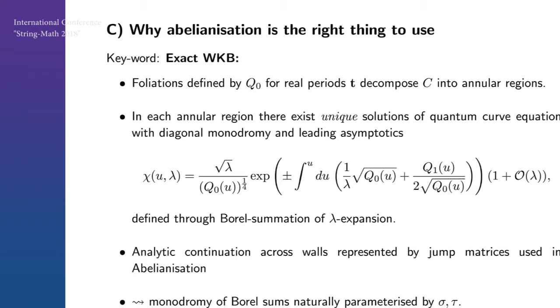Well, then, what exact WKB tells us is that in each annular region, there exist unique solutions of the quantum curve equation, of this differential equation defined from the deformed quantum curve, which has diagonal monodromy. Well, this is what we do in abelianization to construct these preferred bases where monodromy or period transport is diagonal. Leading asymptotics looks like that, but okay, details don't matter right now.